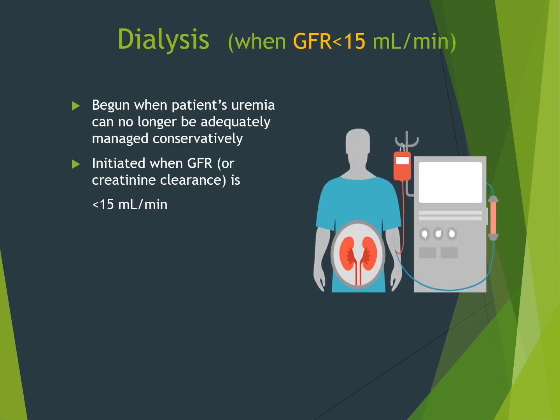Dialysis is usually begun once the GFR is less than 15 mils per minute. This is usually when they have uremia. They can't filter out these nitrogenous waste compounds. Usually we try to do everything before we start doing dialysis because it is a life-changing thing.